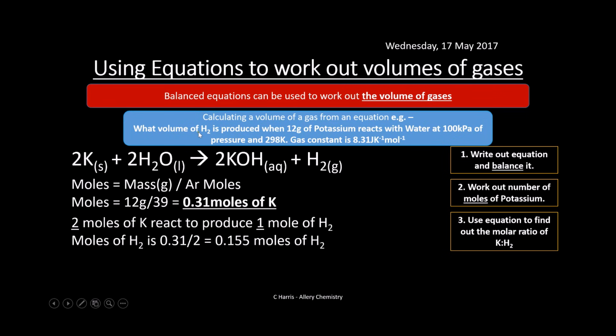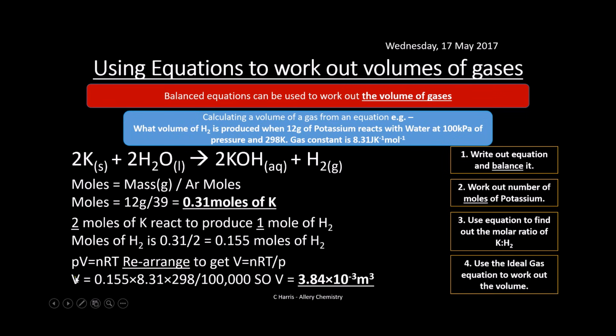Now remember, we're wanting to work out a volume, so we're going to use PV equals nRT to basically work out the volume, because we know the moles of hydrogen. So V equals nRT over P, we've rearranged. So V equals number of moles, which is 0.155, times by 8.31, that's your gas constant, 298 is your temperature, 298 Kelvin, divided by 100,000. Remember, the pressure is at 100 kilopascals. We have to convert that to pascals, that's the standard units. So that's going to be 100,000 pascals. So the volume is 3.84 times by 10 to the minus 3. Remember, it's in meters cubed because that's the standard unit for ideal gas.